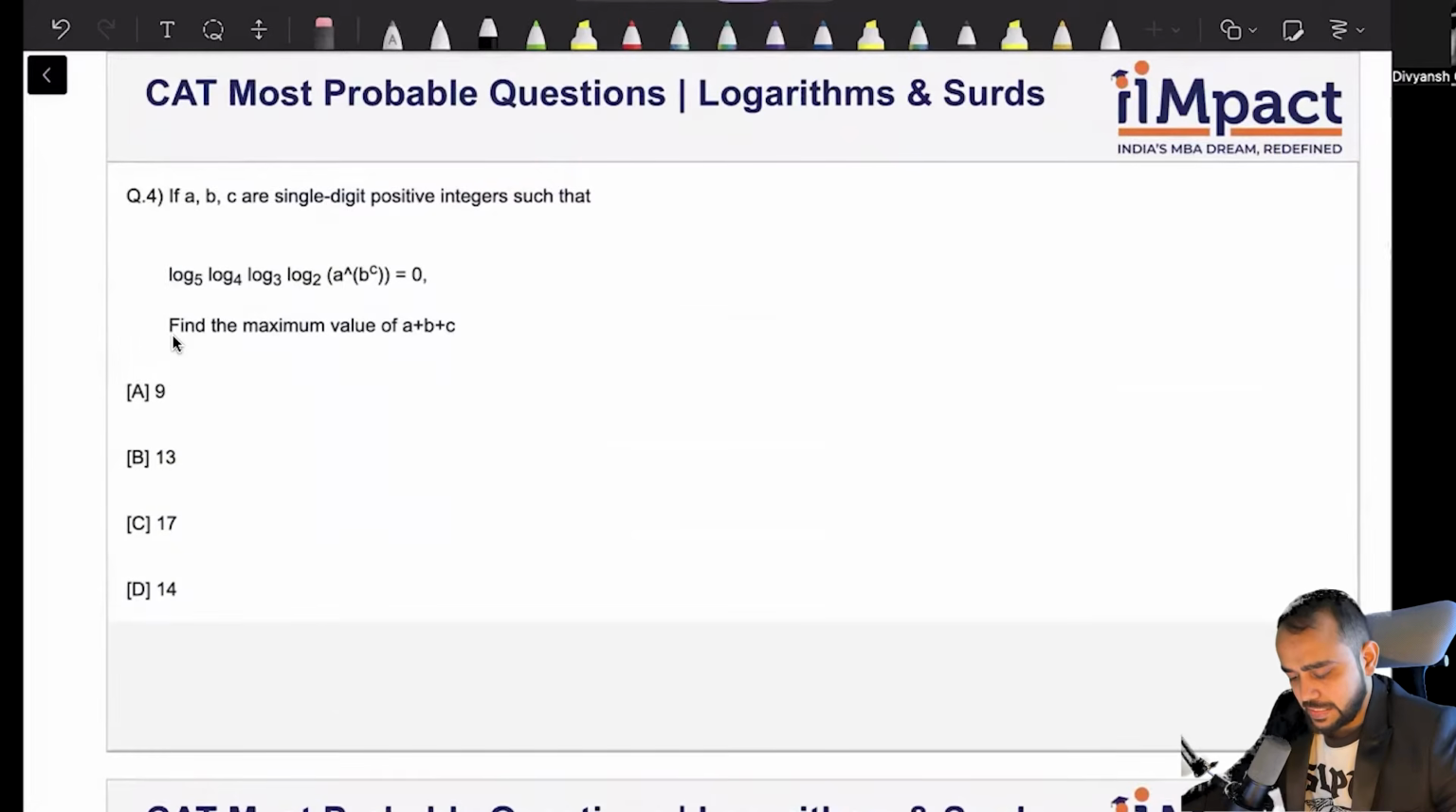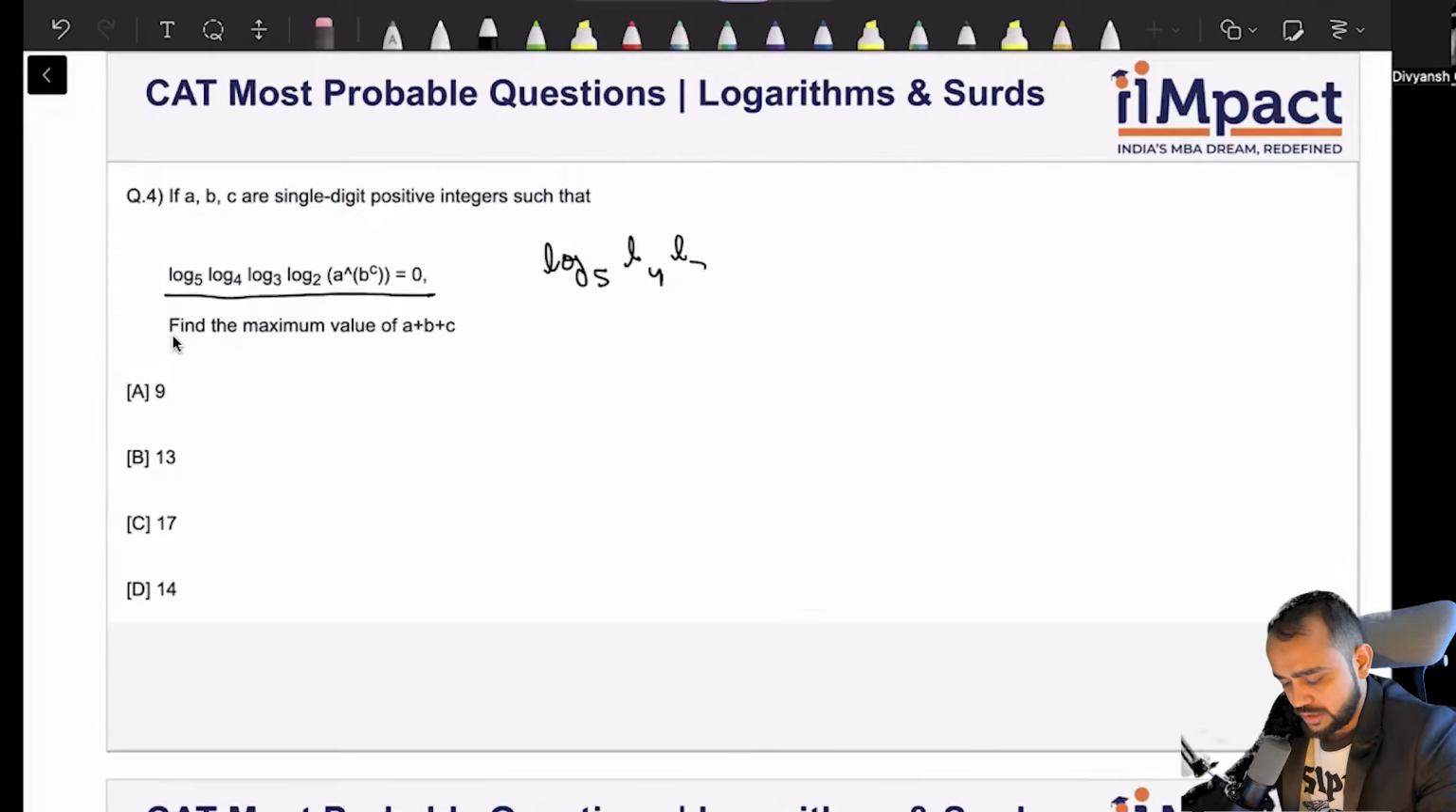A, B, C are single digit positive integers such that this log relationship is equal to 0, and we have to find the maximum value of A plus B plus C. So let's go sequentially. Log 5, log 4, log 3, log 2 of A to the power B to the power C. This is given to me as 0.